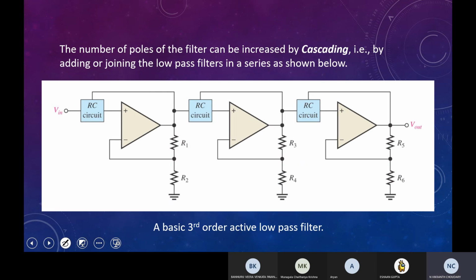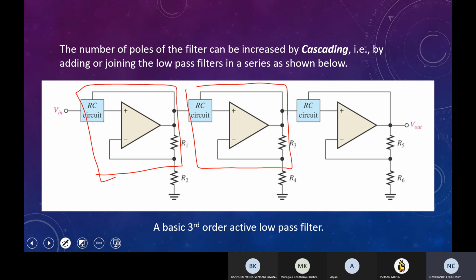And this is how cascading of these active filters works. This whole thing is one single pole filter, this is another single pole filter, and this is another single pole filter. But here we are using op amps too many times. So can we do this in a more efficient way? This is a third order active low pass filter, since these are single pole systems.